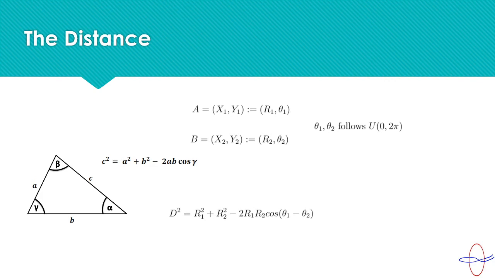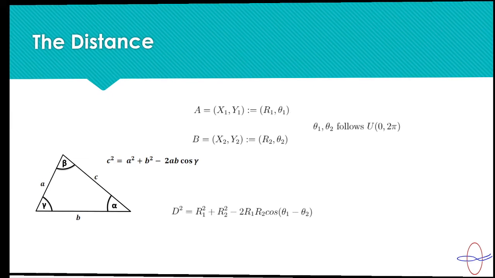Now we need to calculate the expectation of d square, right? So we need to calculate the expectation of r1 square, r2 square, and that stuff. You know the distribution of theta1 and theta2, so somehow you can calculate that, but what about r1 and r2? You don't know the distribution till now. So the next step is to find the distribution of the radius, r1 and r2.